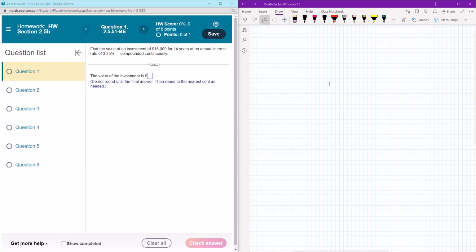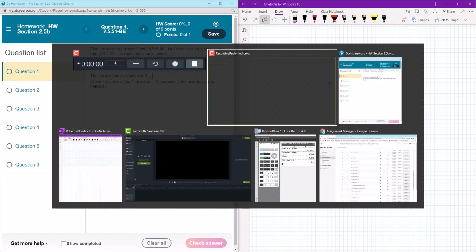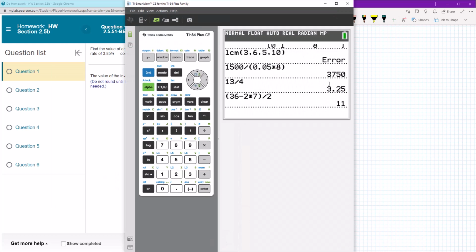I have over here OneNote, which I'll be using as my scratch pad or scratch paper, and on occasion I will need to use my TI-84 calculator, and my computer emulation of it is right here. So let's go ahead and get started.